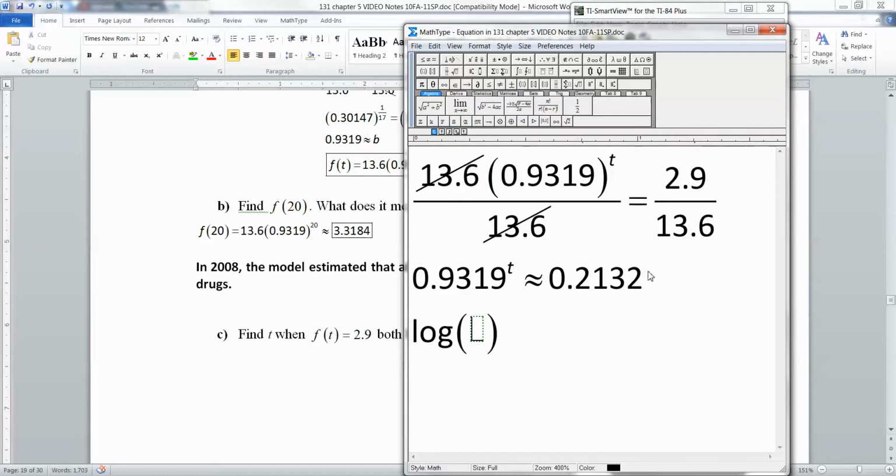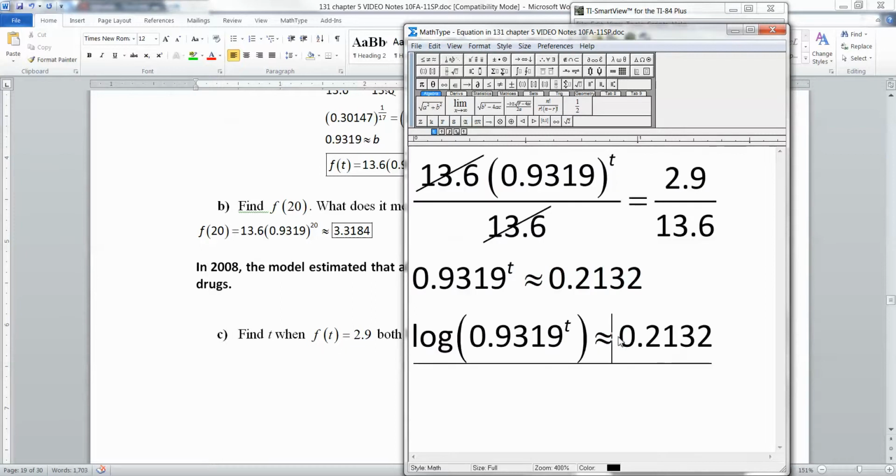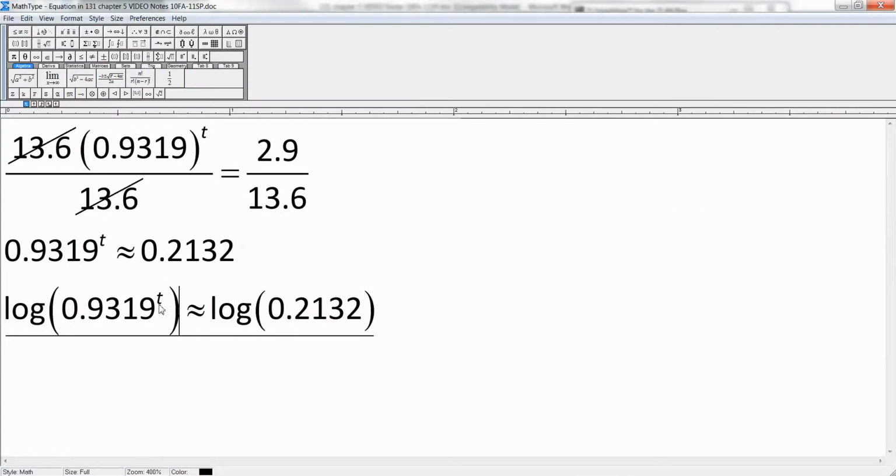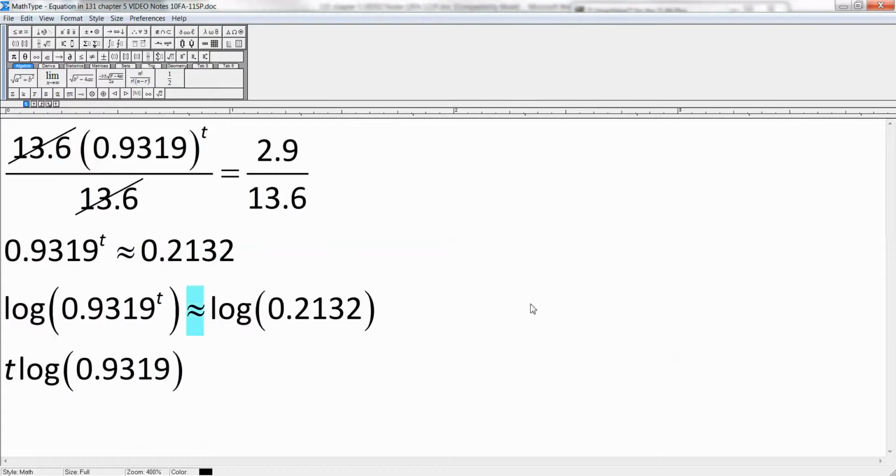So you take the log of 0.9319 to the t is roughly equal to the log of 0.2132. You're taking the log of both sides. And you're thinking, Alana, that does not make it easier. That's a mess. Well, no, it's not. Because remember that when you do this, you can bring that t down in front. So it becomes t log of 0.9319, like this. That's the power property, right? So you take the logarithm because that allows you to bring that variable down in front and multiply it.